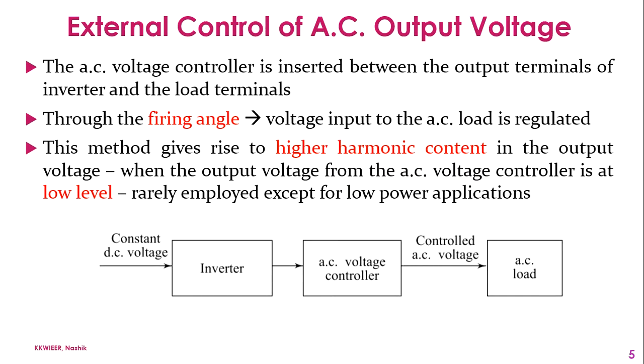So this is a block diagram for external control of AC output voltage. So here the inverter is used and on the input side constant DC voltage is given. This is an AC voltage controller which gives the controlled AC voltage to the AC load.